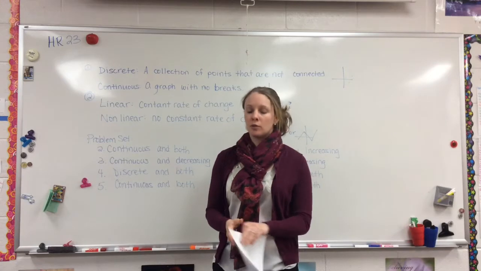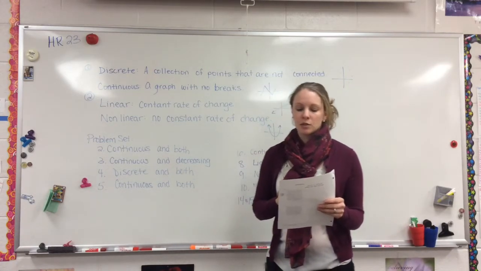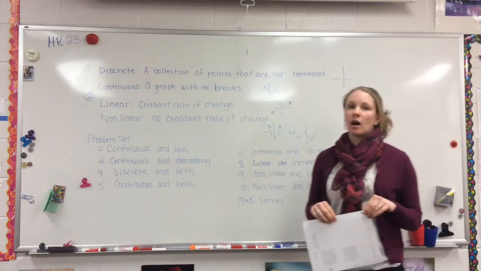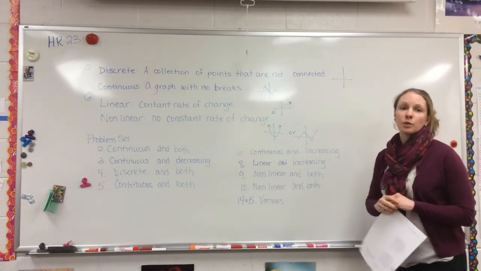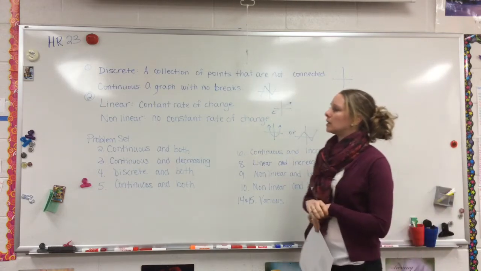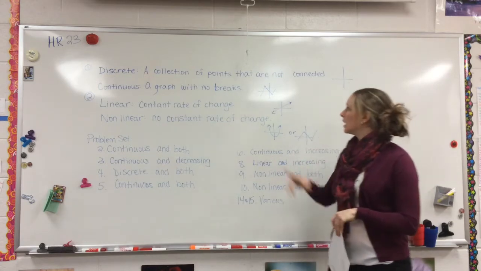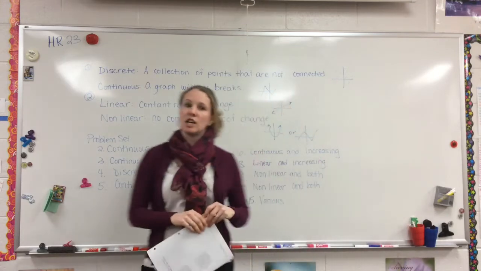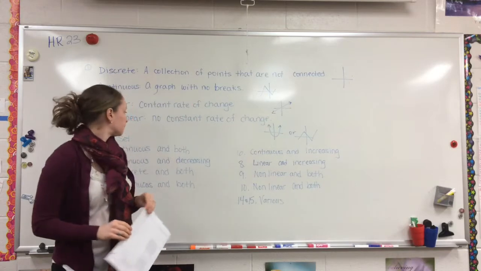Okay, so we're just going to quickly go over the answers. Number one asks you to explain the difference between a graph that is discrete and a graph that is continuous. Discrete is a collection of points that are not connected, kind of looking like this, whereas continuous is a graph with no breaks. This is just one example here. Number two asks you about linear versus nonlinear. Linear has a constant rate of change, or looks like a straight line, something like this. Nonlinear, there is no constant rate of change. Could be several different lines like this, or it could be a curve.